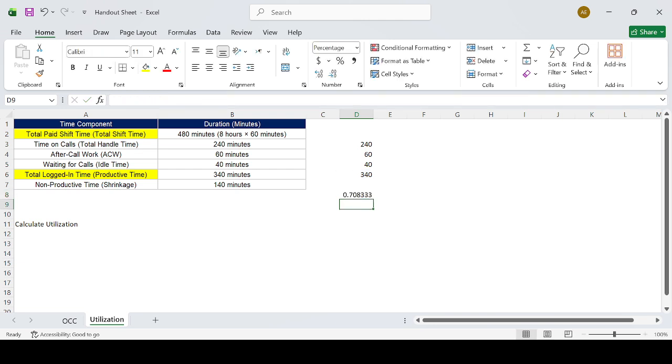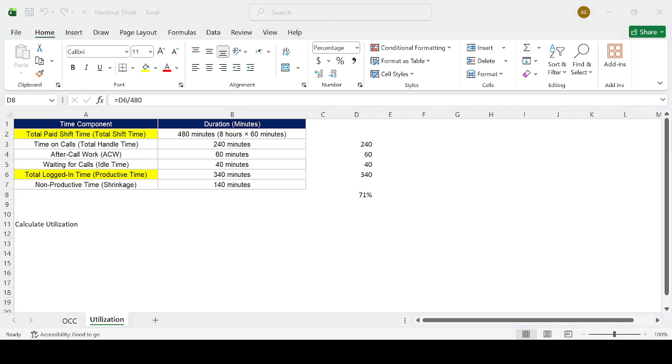Now when we divide the 340 minutes by the 480 minutes, which is the total paid shift, it tells us how much the utilization is for this call center or this day. It's 71%. So again, that's how to calculate manually the occupancy and utilization. It's very easy, not hard. Some people actually get confused. I think now it's clear.